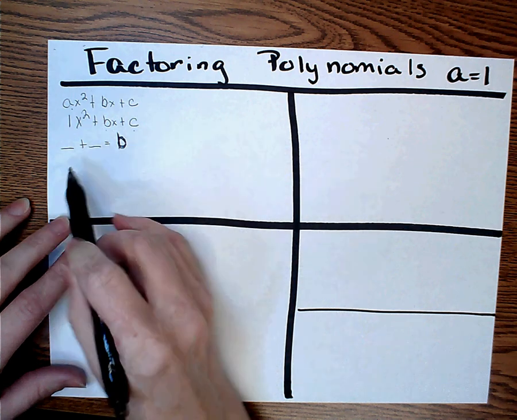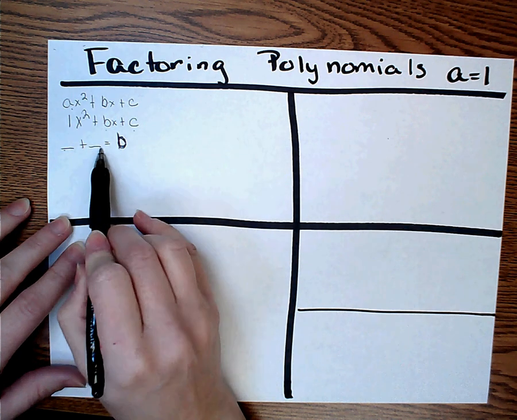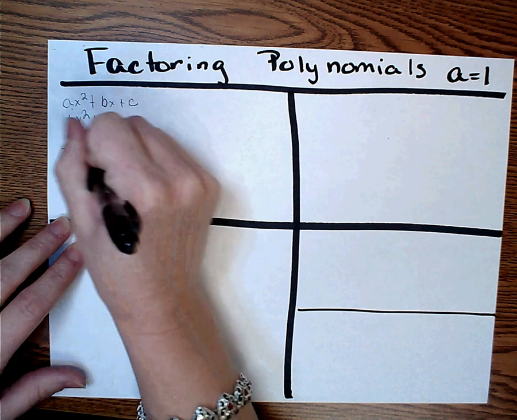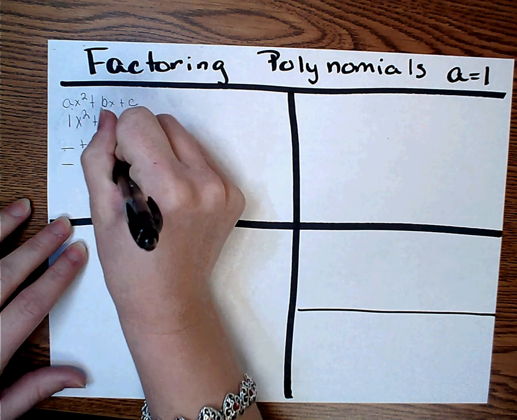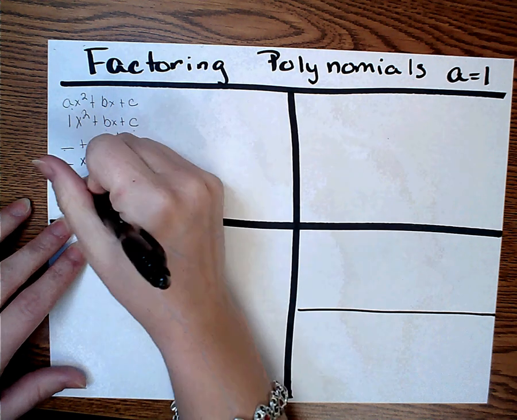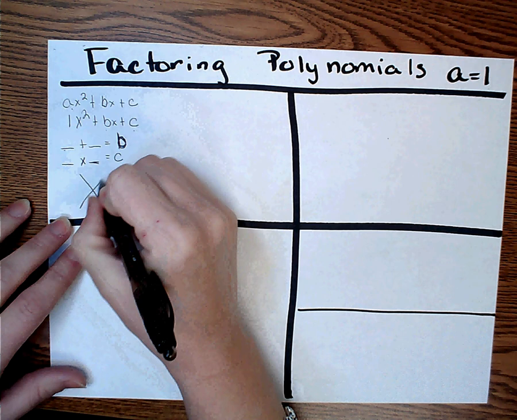So I try to make a little riddle. Blank plus blank equals b. The same two blanks have to multiply and equal c. Some kids like to see it like this. Some students look at it like this.